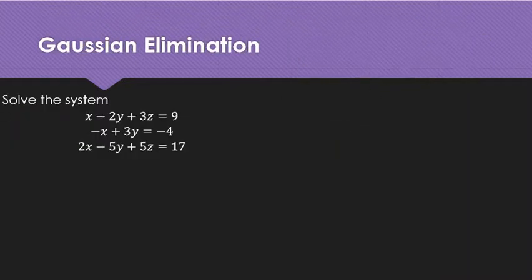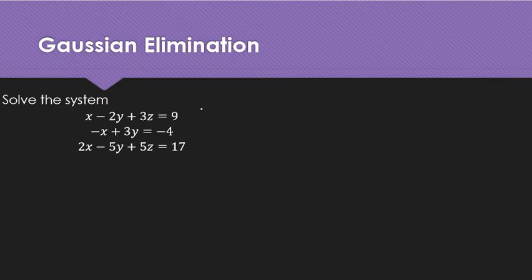So first, we have this system here. We are asked to solve the system x minus 2y plus 3z equals 9, negative x plus 3y equals negative 4, 2x minus 5y plus 5z equals 17. So, how do we do Gaussian elimination to solve this system?